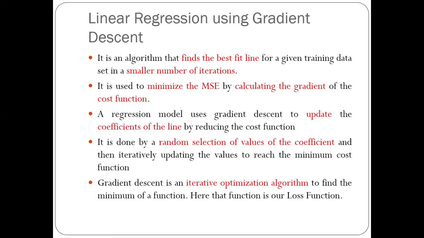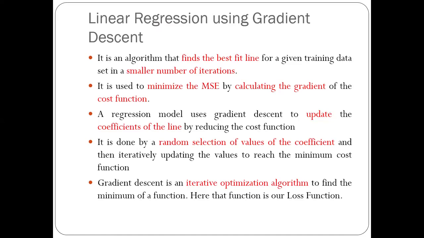Gradient descent is called an iterative optimization algorithm. Why is it called so? Because optimization is mainly concentrated on reaching the maximum or minimum of something, right? Here also we are trying to find the minimum value for the cost function, and hence it is called optimization. Iterative in the sense that it repeatedly updates the values of the coefficients in each and every iteration. So this gradient descent is also called an iterative optimization algorithm.